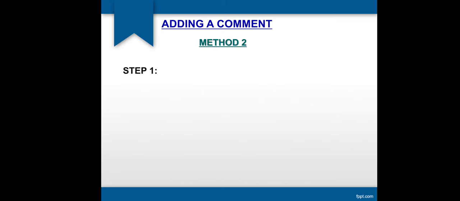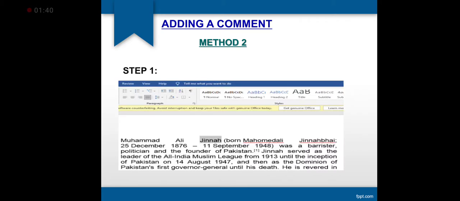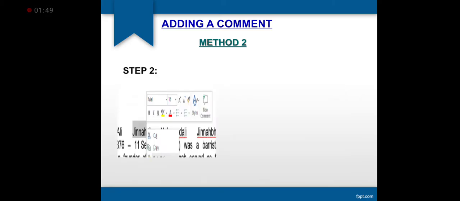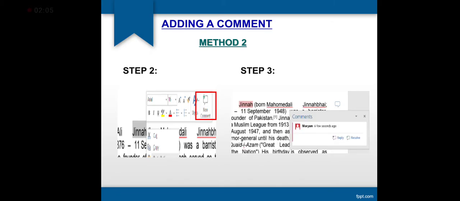Method 2. Step 1 is the same. You have to highlight the word that you want to add the comment about. Then you will right click on it and a mini toolbar will appear. In the mini toolbar, the similar icon of new comment is there. You will click on it and similarly a comment dialog box will appear and you can write the comment here.